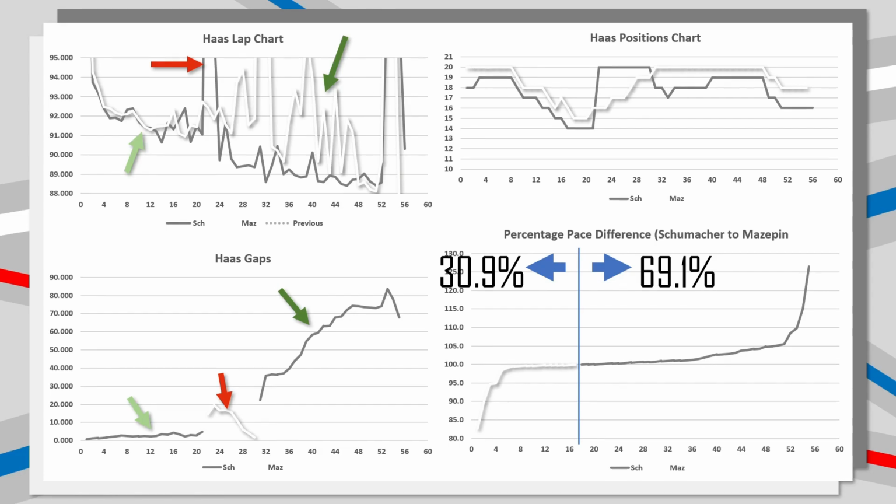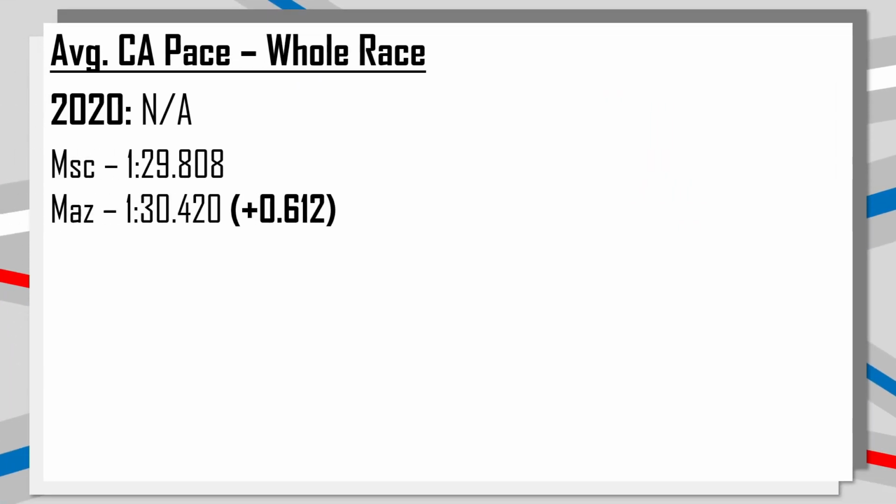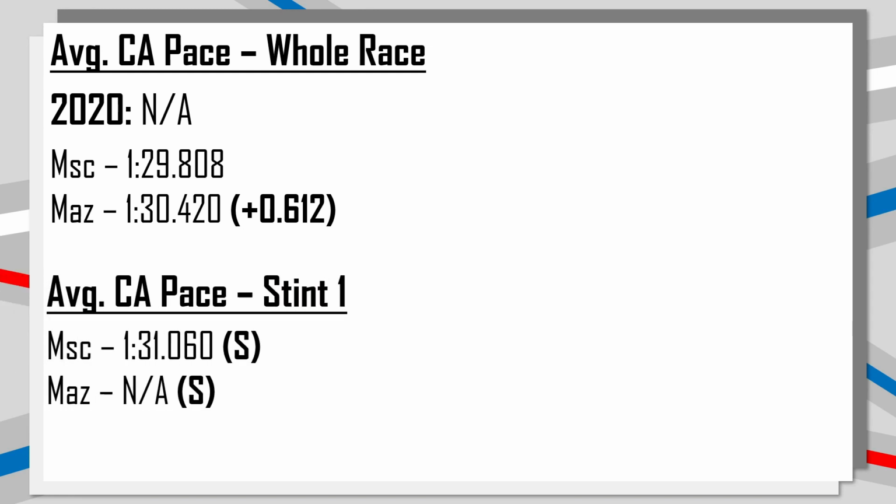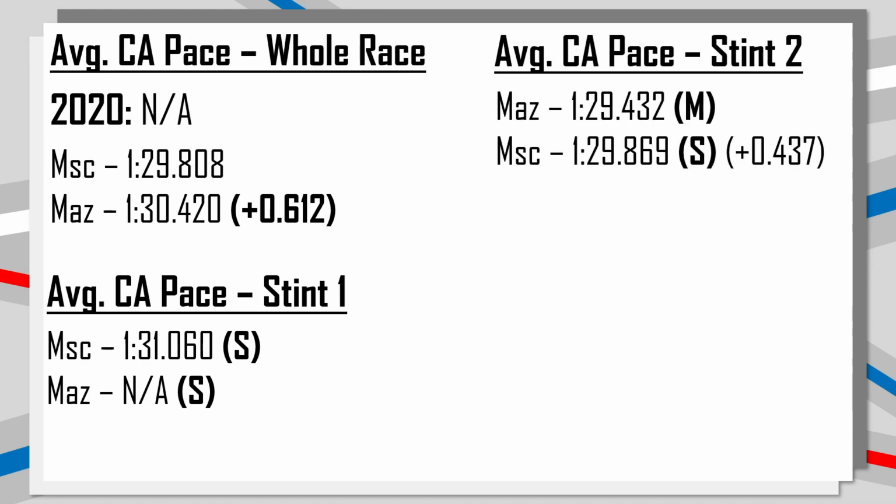Which means when we compare the two drivers' clean air lap pace across the entire race distance, there is a 0.6 difference per lap between the two drivers, mainly because of how close they were in that opening stint. In stint number 1, Mazepin never set any clean air laps on his softs, and in stint number 2, there was a difference of 0.4 between the two drivers.